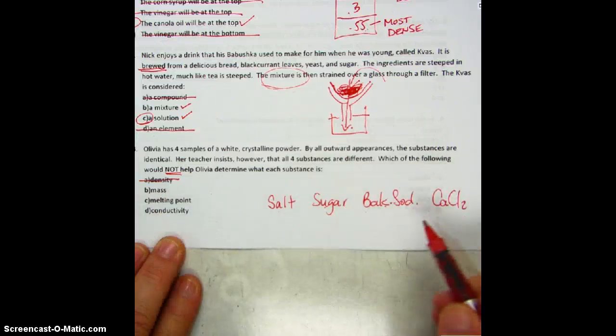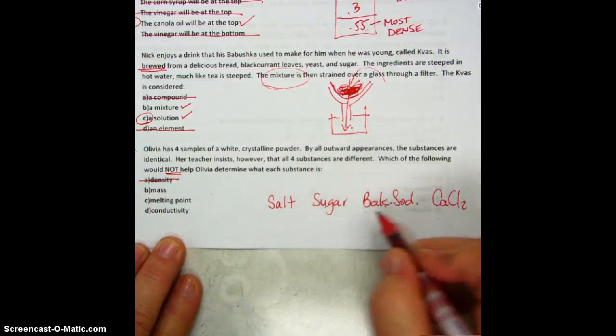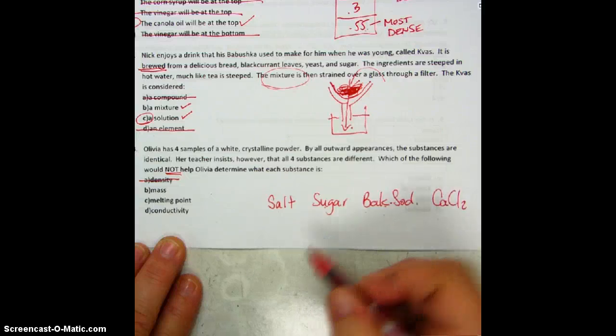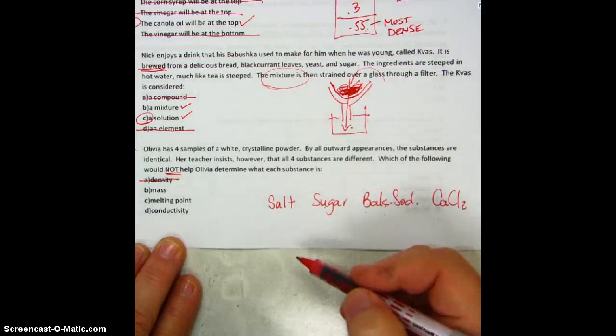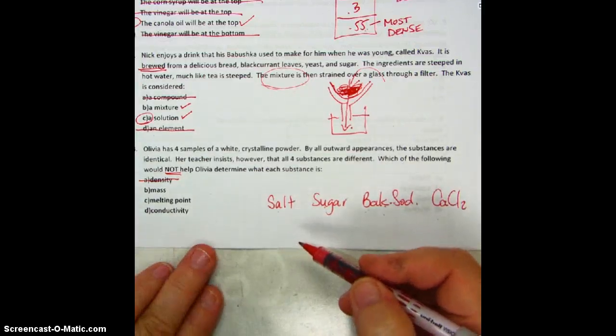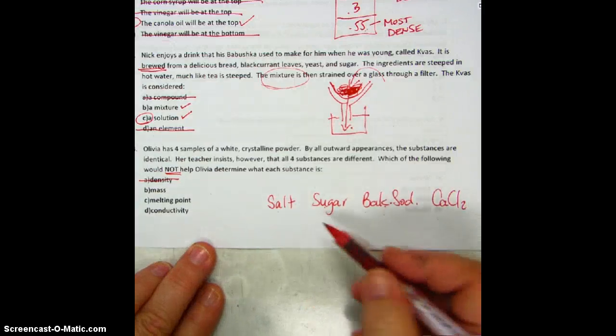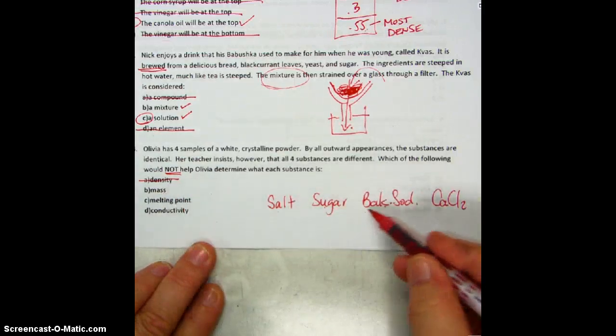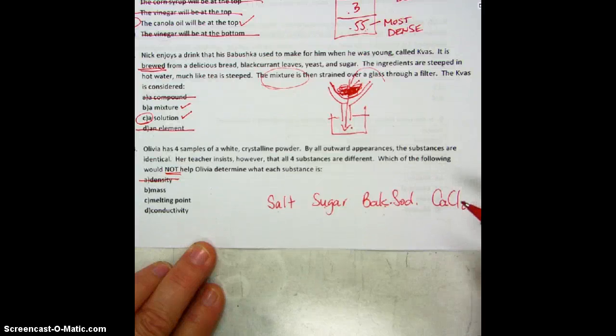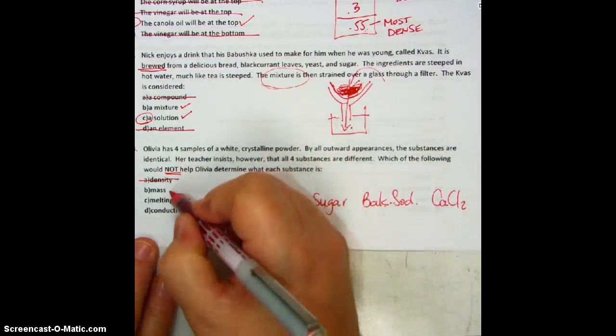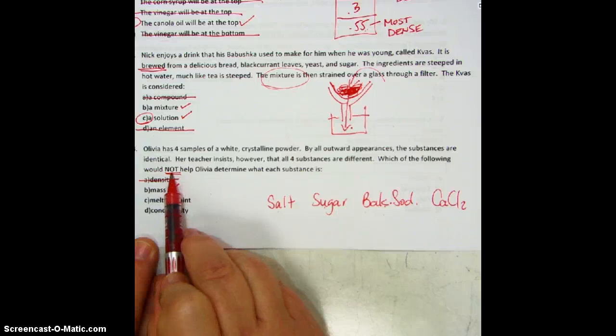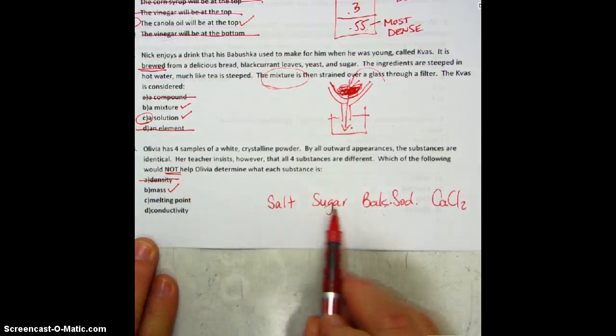The mass. Now, if I had different types of mass of each of these, I wouldn't be able to say, oh yeah, the salt is the one that's 4 grams, the sugar is the one that's 3 grams. The mass wouldn't tell me anything about what the substance is. It would just tell me how much it is. So that is a good example of something that would not help me determine the substance.